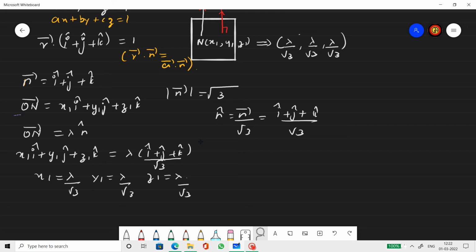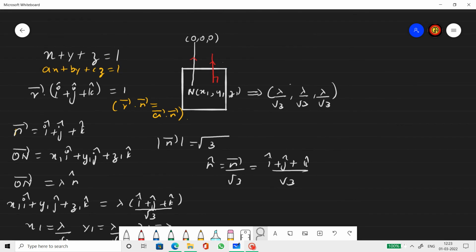Now the vector OM will be parallel to n cap, so OM will be lambda times n cap. So we get x1, y1, z1 in terms of lambda. Now the point that we have found is a point that passes through the plane, isn't it? So that means I can substitute it in the equation of the plane.